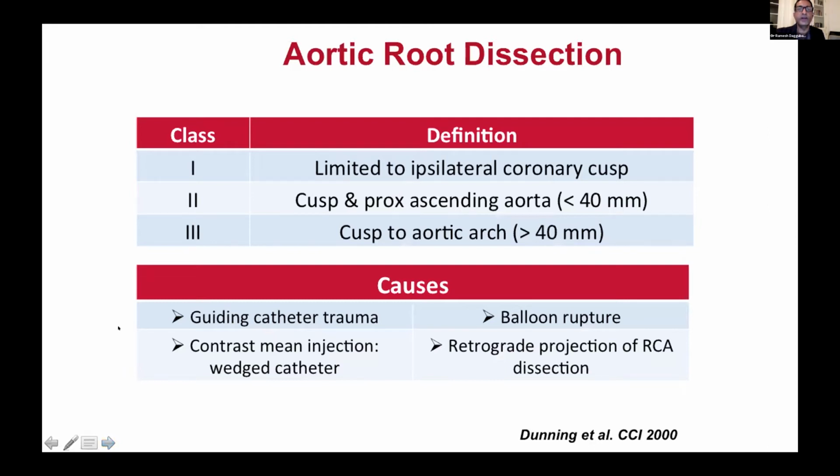So if you look at aortic dissections, you can classify them into 1, 2, 3. And 3 is the one that we are always worried about. That is the cusp to aortic arch more than 4 centimeters. Most of the causes are guiding catheter trauma and repeated injections through that. And sometimes balloon rupture can also cause that antegrade dissection.